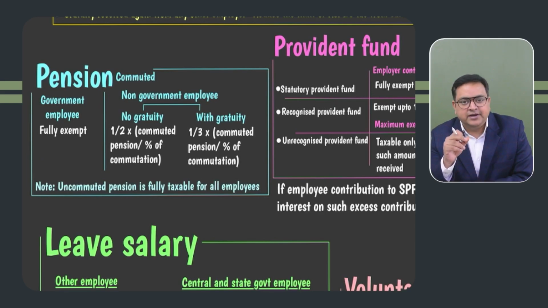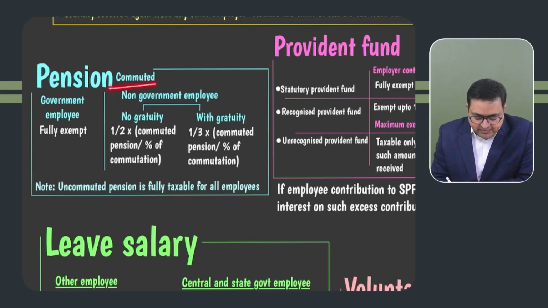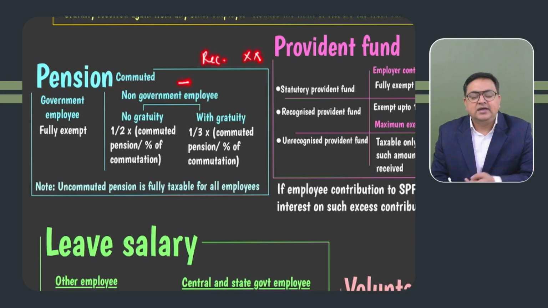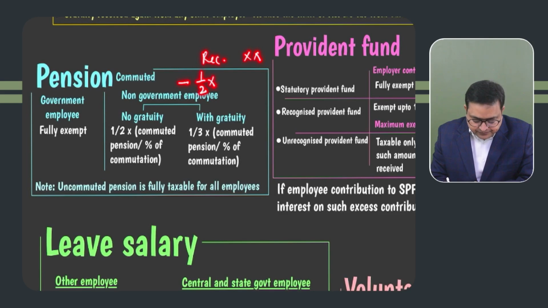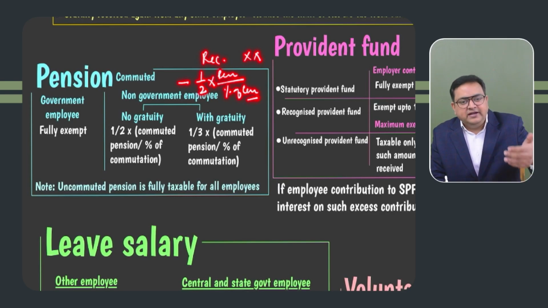So how much exemption will we give? First of all, write whatever commuted pension is received, minus the exemption. If the person is a government employee, it is fully exempt. If the person is a non-government employee, then see whether this person is receiving gratuity or not. If the person is not receiving gratuity, the exemption is 1 upon 2 of the pension, being the commuted pension divided by the percentage of commutation. Percentage of commutation means, let's say this person says that 80% of the pension is commuted, or 90% of the pension is commuted. So divide by 80% or 90%, as the case may be.